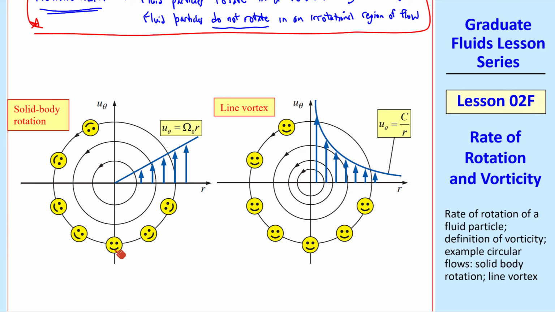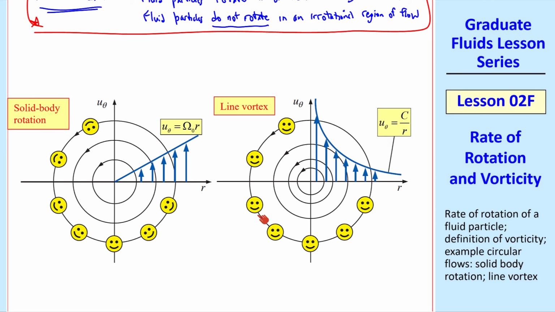If we start here, we see that the smiley face, in other words the fluid particle, actually rotates once every time the flow goes around. This is solid body rotation. For the line vortex, however, starting at the same location, we see that as this particle moves around, the orientation does not change. This is like a merry-go-round, and this is like a Ferris wheel. In a merry-go-round, all the people rotate as they move around in a circle. In a Ferris wheel, the cars stay vertical as they move around, otherwise people would fall out.